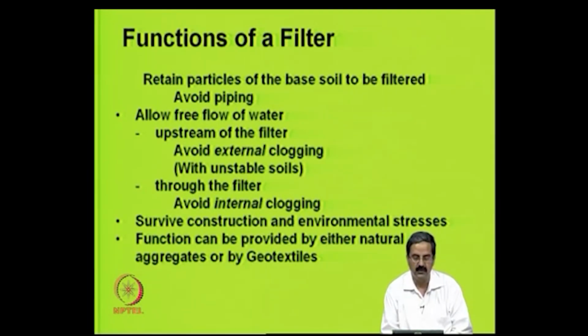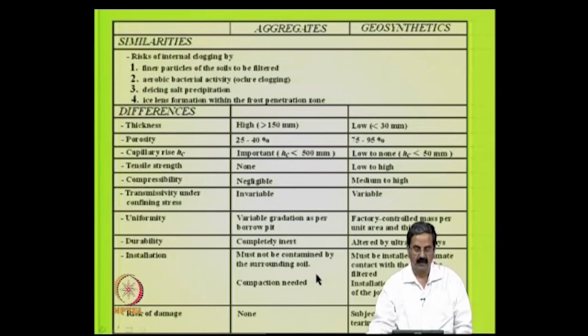So, you must be able to design the filters in such a way that they take care of environmental stresses, like wetting and drying. Even the water flow is cyclical, the water comes up and goes, and in such situations the filters should work properly. Otherwise, you will have a lot of serious issues. These functions can be provided by natural aggregates, like sand alone, or filter paper, or fly ash, and geotextiles are also useful. So, we will see what the difference is between aggregates and geosynthetics.